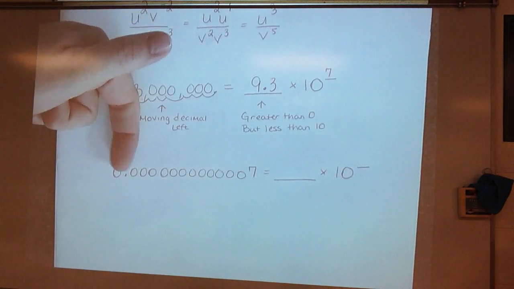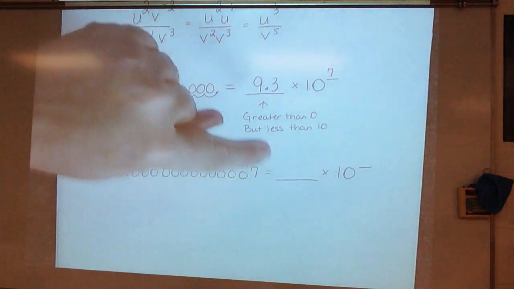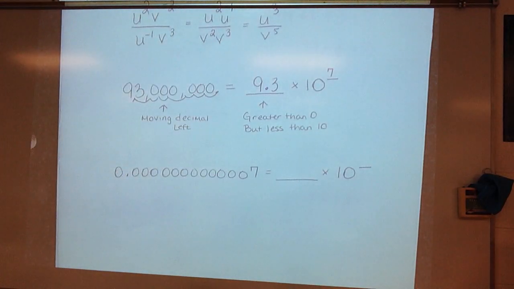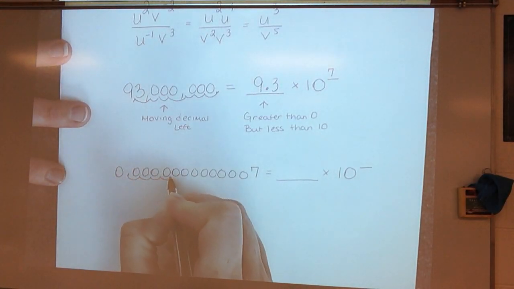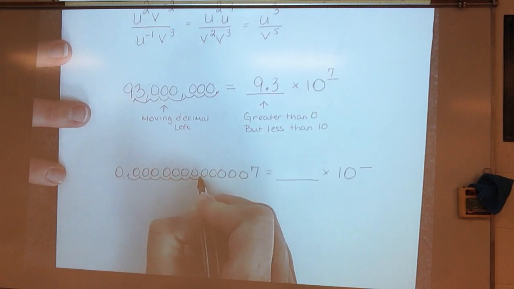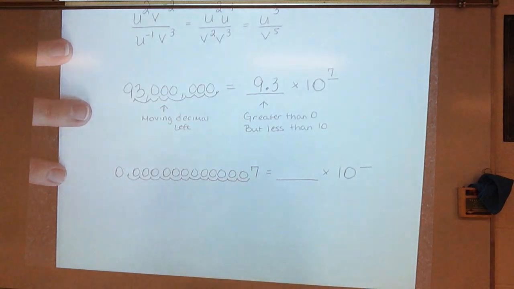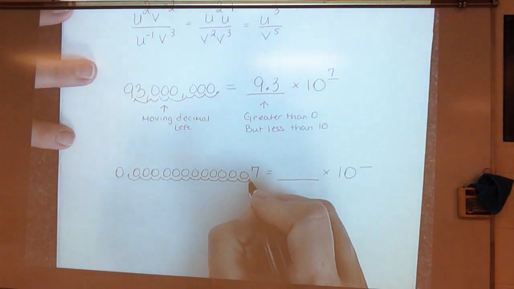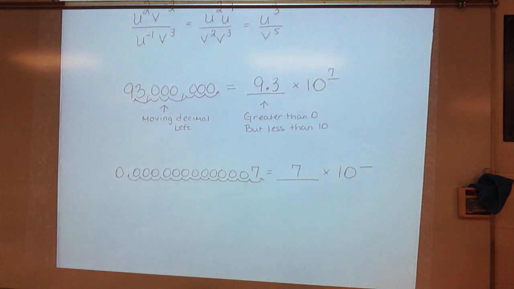So now let's look at this. I need to know where I'm going to be able to move my decimal. Remember, it has to be greater than 0 but less than 10. Right now, I am nowhere near that. It is very, very small. So I'm going to keep moving my decimal until I get a number that is greater than 0 but less than 10. I have to move it all the way to the end. So I have 7.